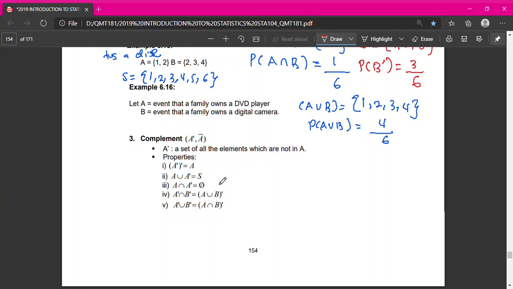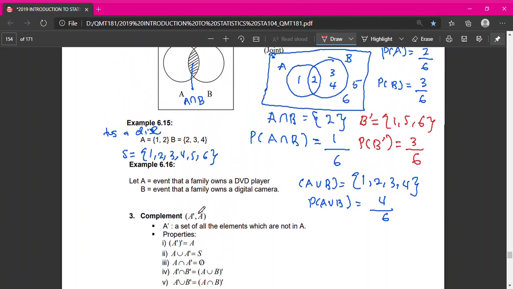Contoh kita tengok Venn diagram tadi. Selain daripada A adalah 3, 4, 5 dan 6. Intersect dengan selain daripada B, iaitu 1, 5 dan 6. Selain daripada B ada 1, 5 dan 6. So yang mana yang intersect di antara A complement intersect dengan B complement? So it will be 5 and 6.